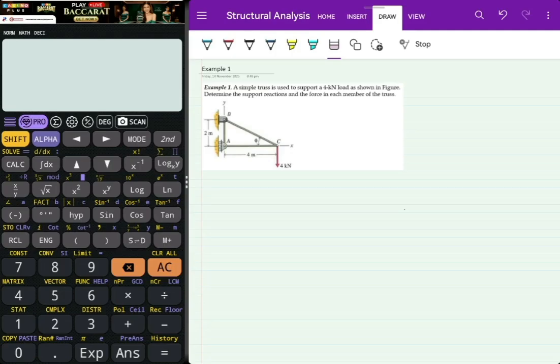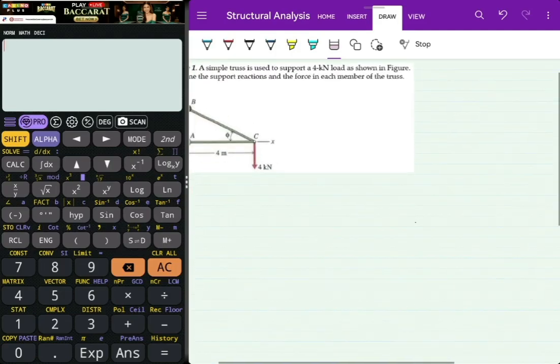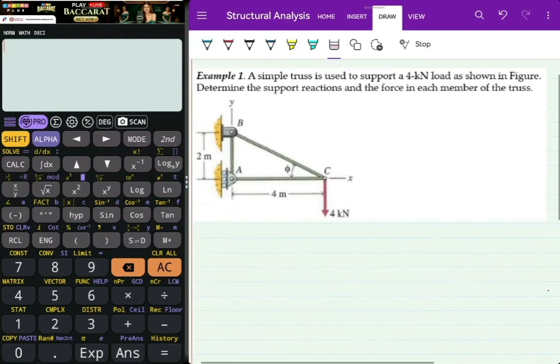Example 1. A simple truss is used to support a 4 kN load as shown in the figure. Determine the support reactions and the force in each member of the truss.